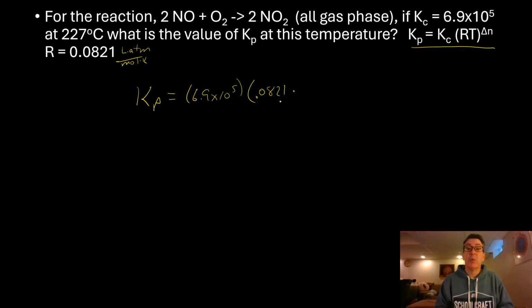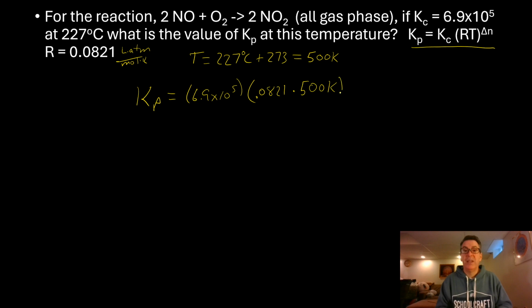The big thing you've got to remember with this equation, though, is the temperature must be on the Kelvin temperature scale. So we're going to take 227 degrees Celsius and add to that 273. That's how we convert Celsius into Kelvin. And so that actually comes out to 500 Kelvin. So that's what we're going to plug in down here, our 500 Kelvin value.